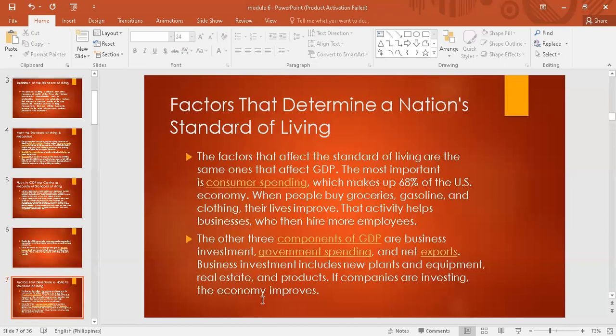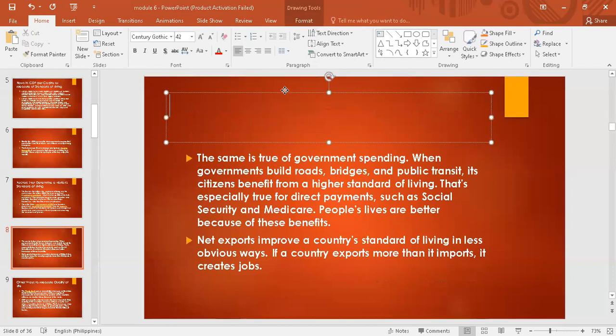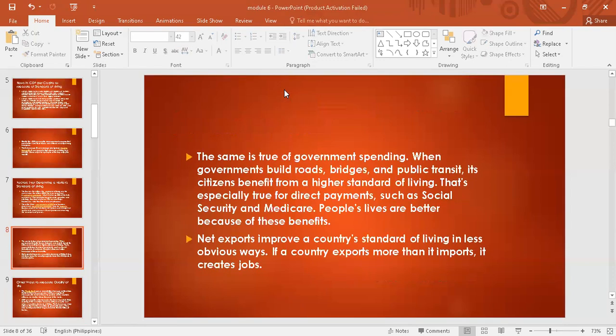So maigi na meron tayong investment. Kung malaki ang spending, dapat magandang malaki din yung amount ng investment natin. Another type of spending, yung government spending. Ito po. Hindi lang po consumers ang nag-spend ng money ng kanilang resources. Nag-spend din po ang government natin.